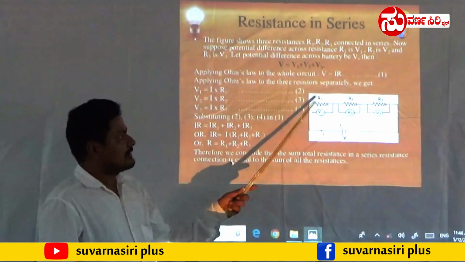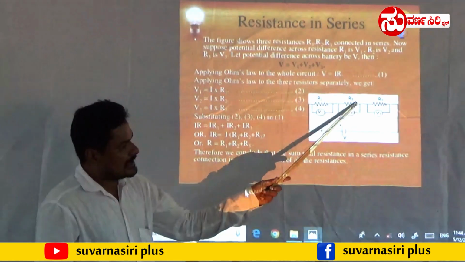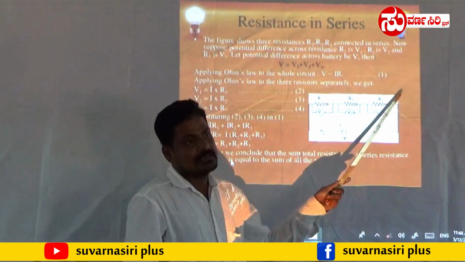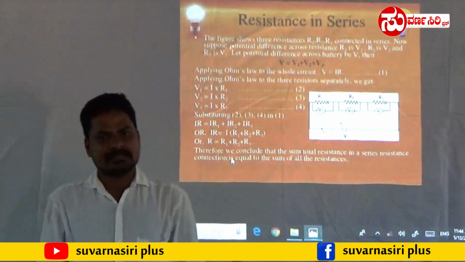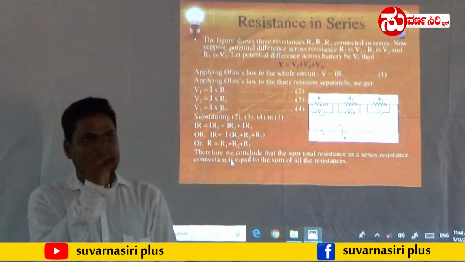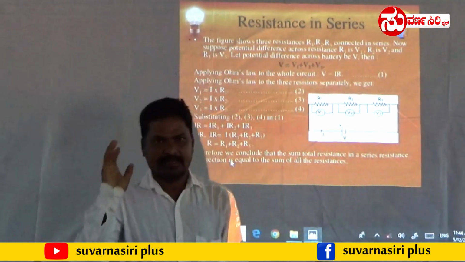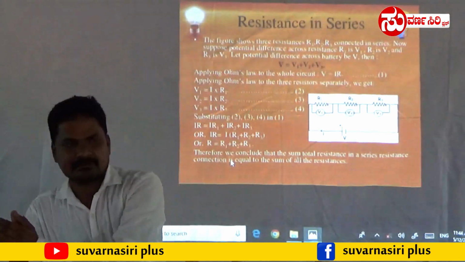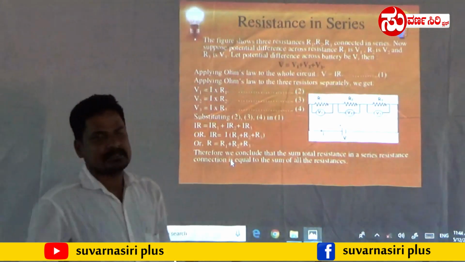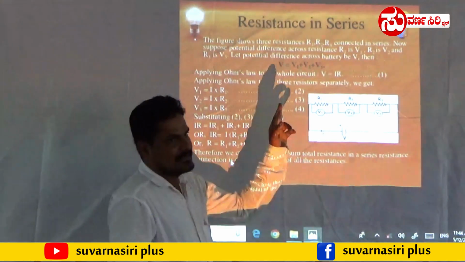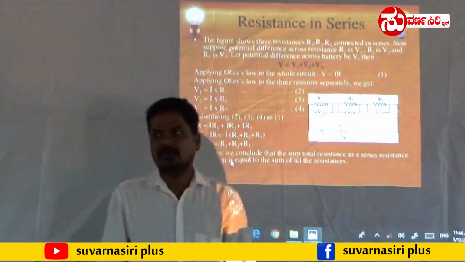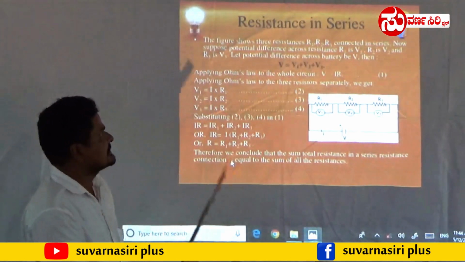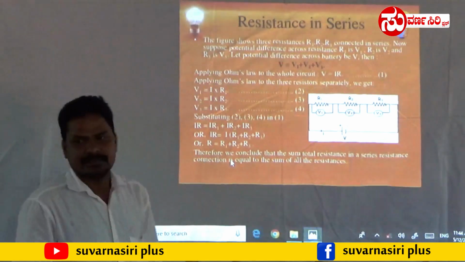Just one example. Here R1 is 2 ohm, R2 is 4 ohm and R3 is 6 ohm. What is the total resistance? R is equal to R1 plus R2 plus R3, that is 2 plus 4 plus 6. So the total resistance is 12 ohm: 2 plus 4 is 6, 6 plus 6 is 12. So this is about resistances in series.